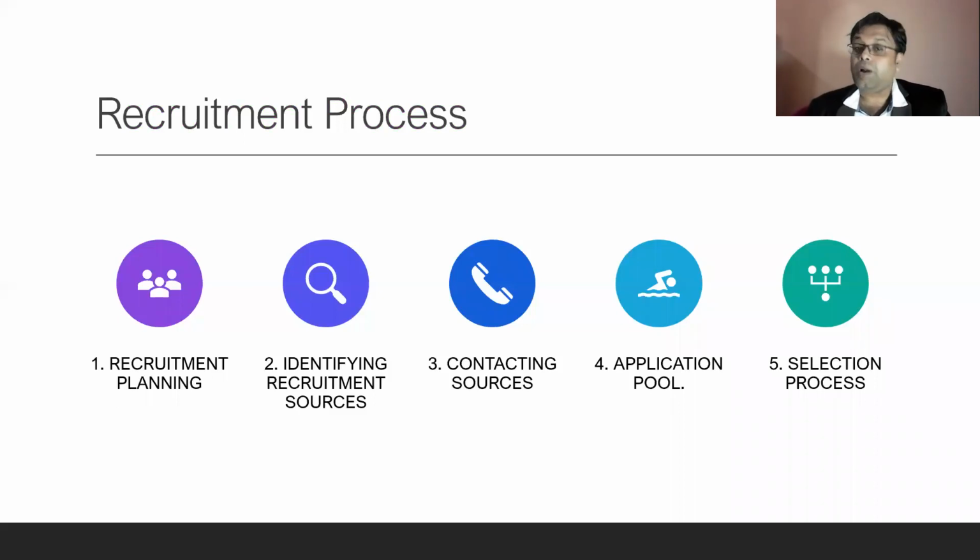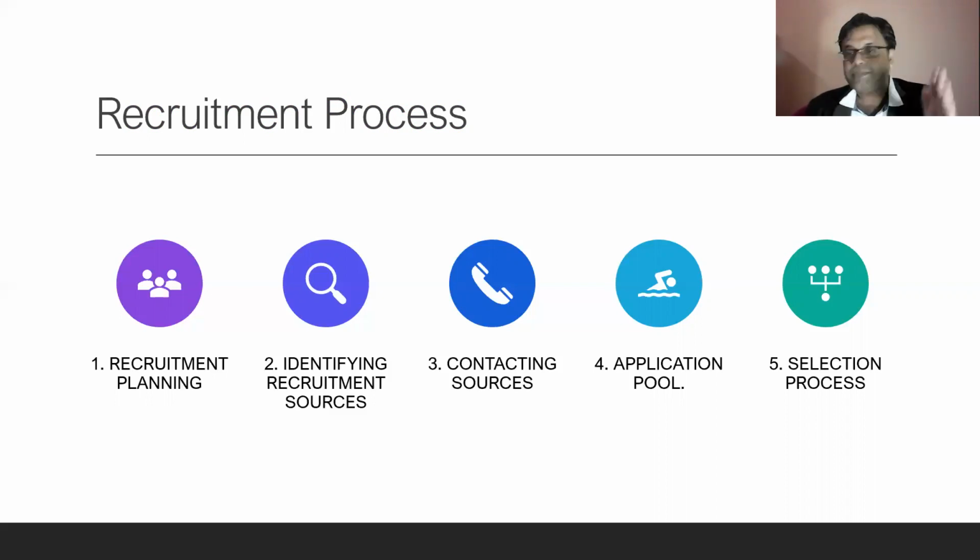In the external sources, I forgot to mention one point. That is campus hiring. For the fresher level, campus hiring is a very good source, right? If you are having fresher level hiring, then whom do you have to contact? You have to contact the training and placement officers of the colleges. They can send the databases of the fresher 2021 passing students, right? So that is contacting the sources.